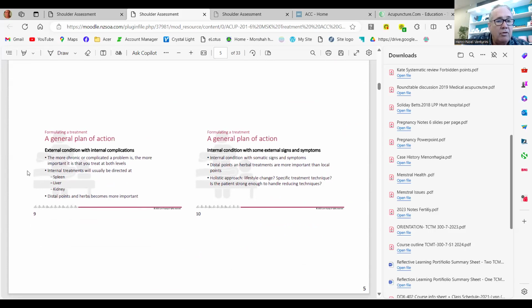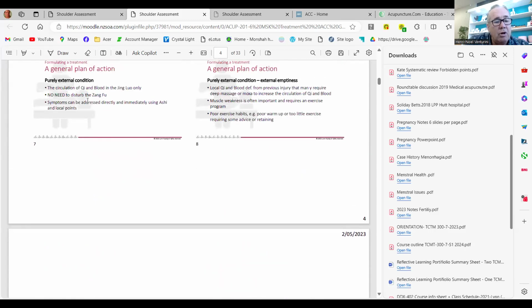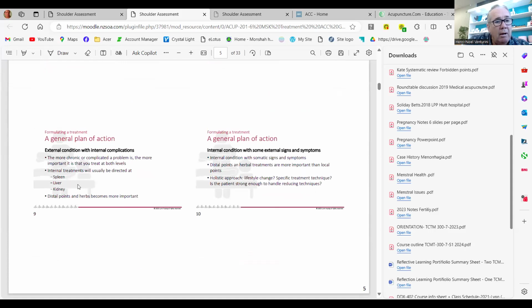All of a sudden they're contradicting themselves, right? You can't disturb the Zang Fu, but here we are disturbing the Zang Fu. External conditions with internal complications. Whereas with a more chronic or complicated problem, it is more important that you treat both levels. So internal treatments will usually be directed at spleen, liver, or kidney. Distal points and herbs become more important.